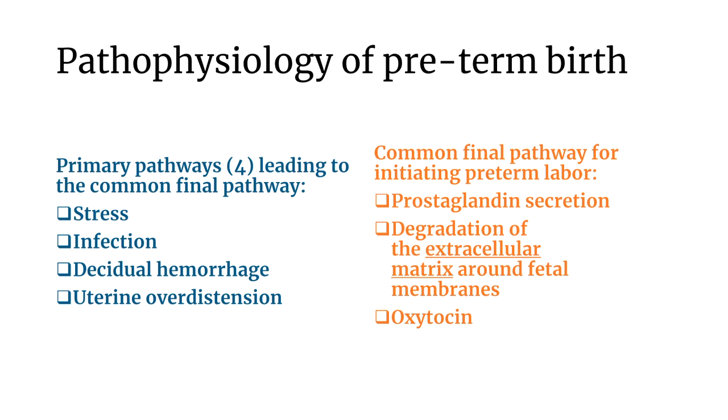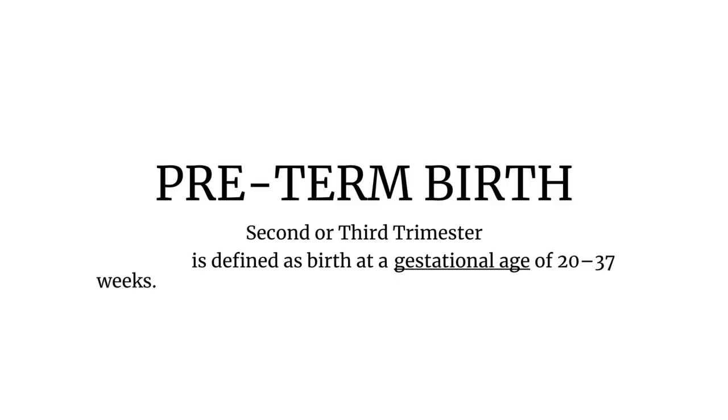Whatever the first primary pathway it goes or initiates, like stress, infection, decidual hemorrhage, or uterine overdistension, it will follow a common pathway, a final common pathway, to initiate a preterm labor, which is elevation of prostaglandin secretion, degradation of the fetal membranes, and initiation of the contractions by the elevation of oxytocin levels. So preterm birth is the birth between 20 and 37 weeks.